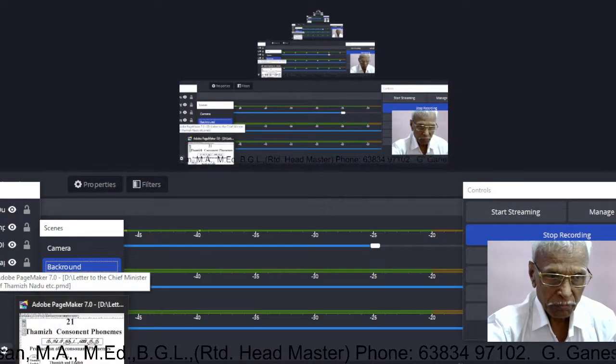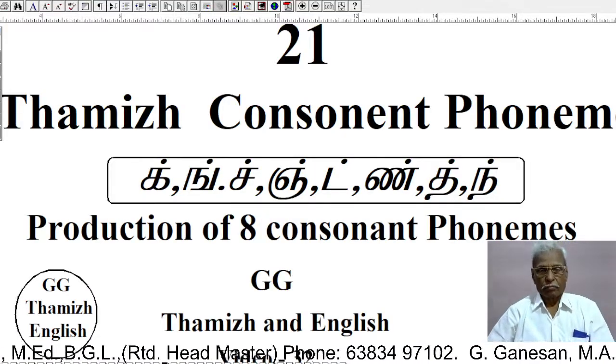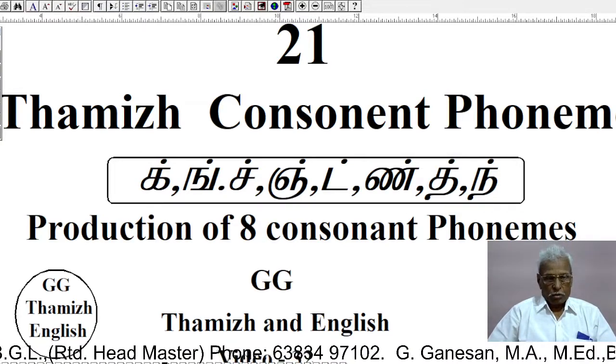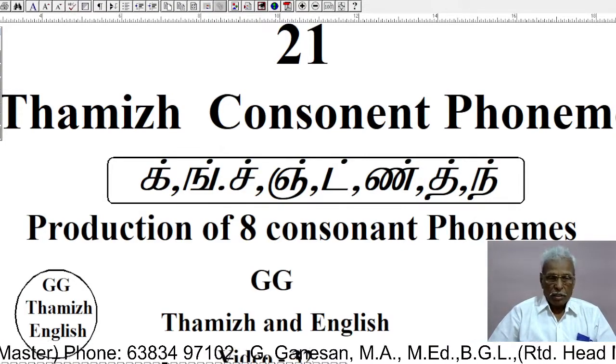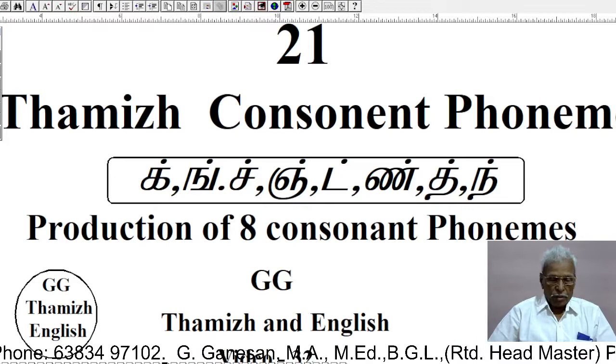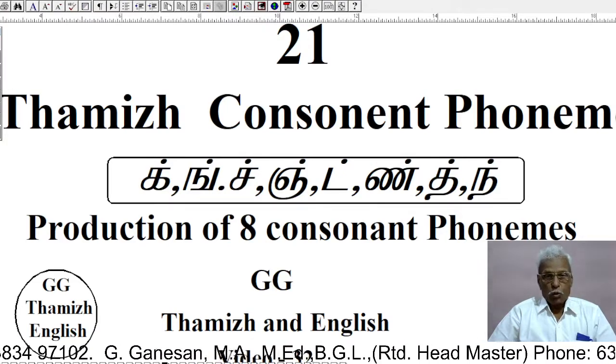Today, let us see how the first 8 consonant Tamil phonemes are produced. 21 consonant phonemes are used in Tamil. Today, we are going to see the first 8 consonant phonemes.